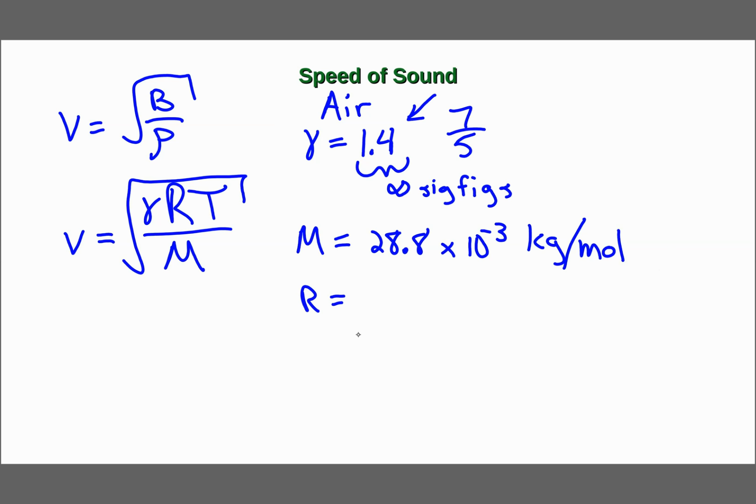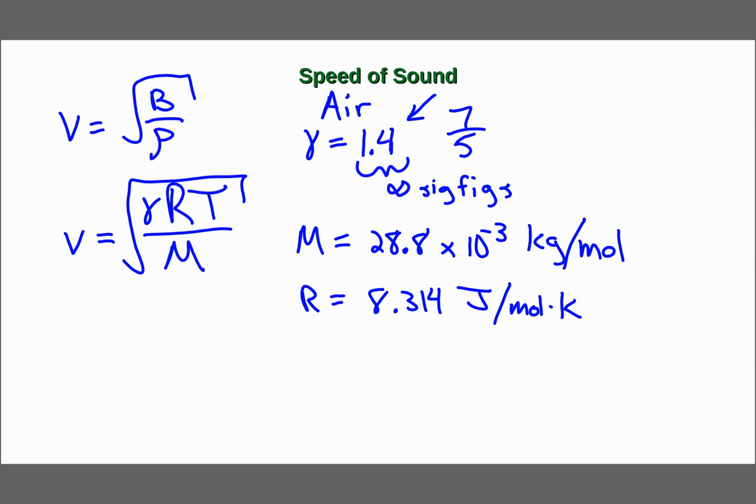R is a constant for all gases, okay? So this one isn't just for air. This is for all gases. But again, then for air, because it's a gas, it's 8.314. And this goes out much further, okay? I'm just going to stop here at 4 significant figures. And it's joules per mole Kelvin, okay?